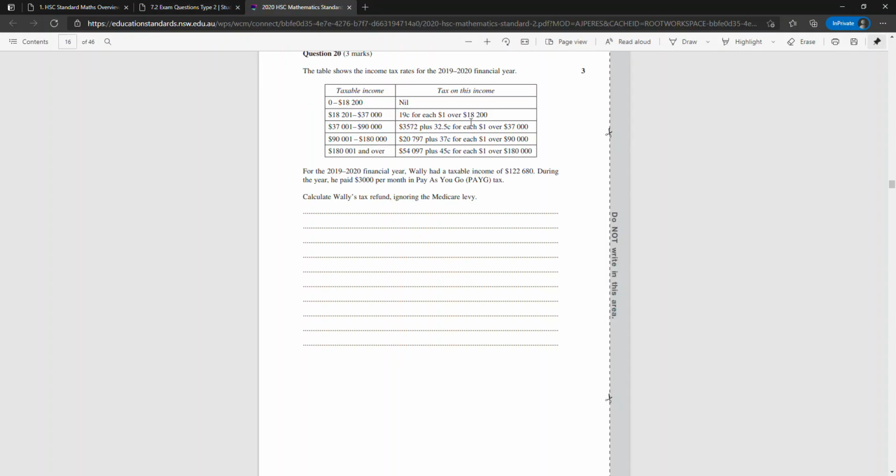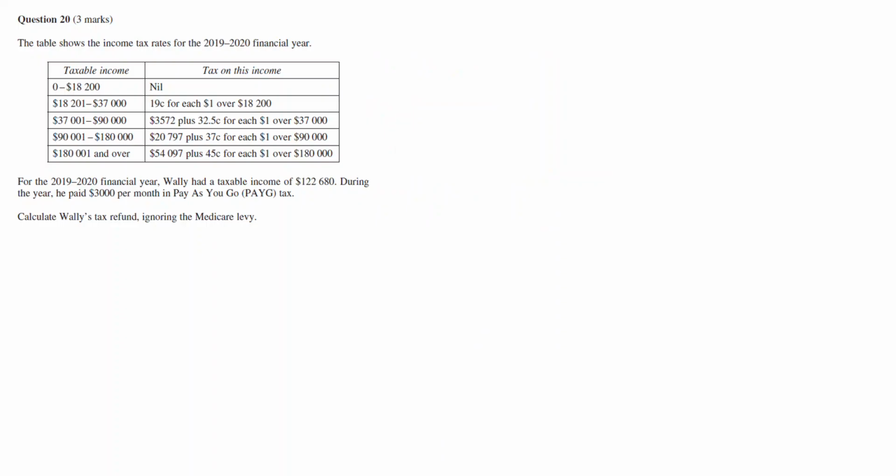So you're given a tax table over here. You're told that Wally has a taxable income, which is this. He's been paying a certain tax as you go, and then asking you to ignore the levy, and then asking you to calculate what is the refund that Wally will get. So let's take this out.